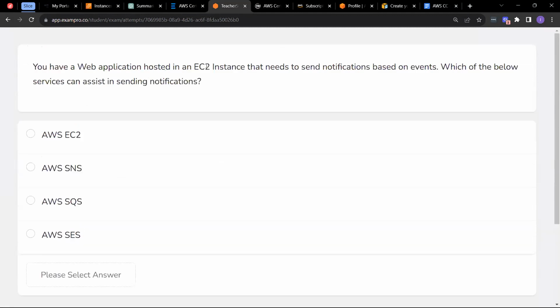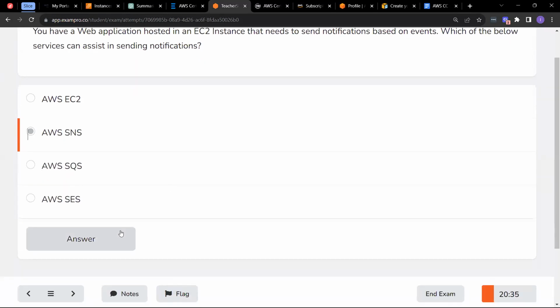You have a web application hosted in an EC2 instance that needs to send notifications based on events. Which of the below services can assist in sending the notification? Yeah, that's SNS. I think we spoke about this one also today. Simple Notification Service.